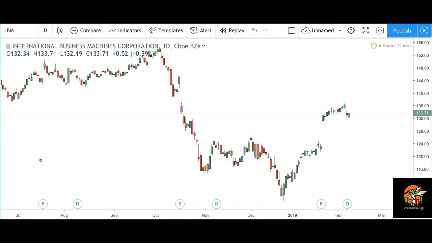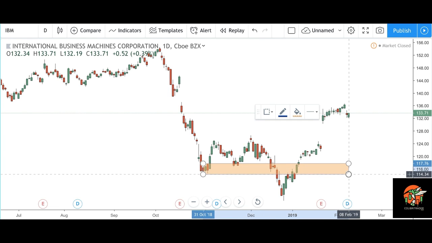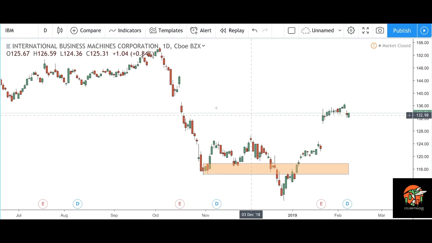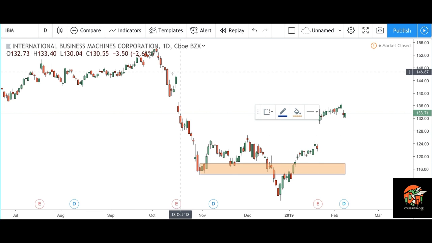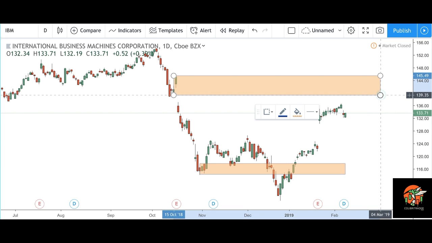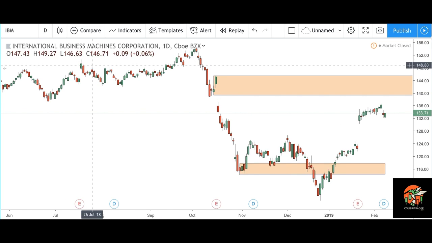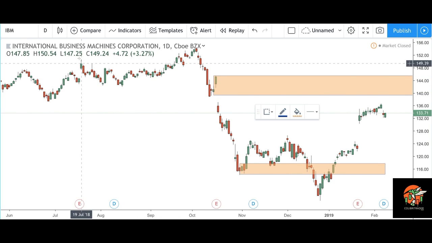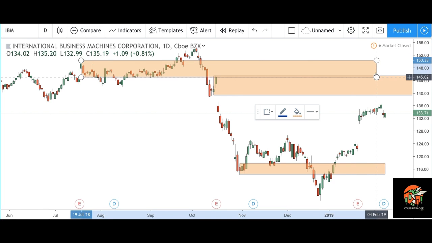Okay, guys, so basically the first cluster of demand areas is right here, and you can see that it was preceded and followed by bigger green candles, which actually confirmed the cluster. Then looking at it, just earlier last year we had another cluster right here, and then of course the one that formed just before the big sell-off happened, which is right here.